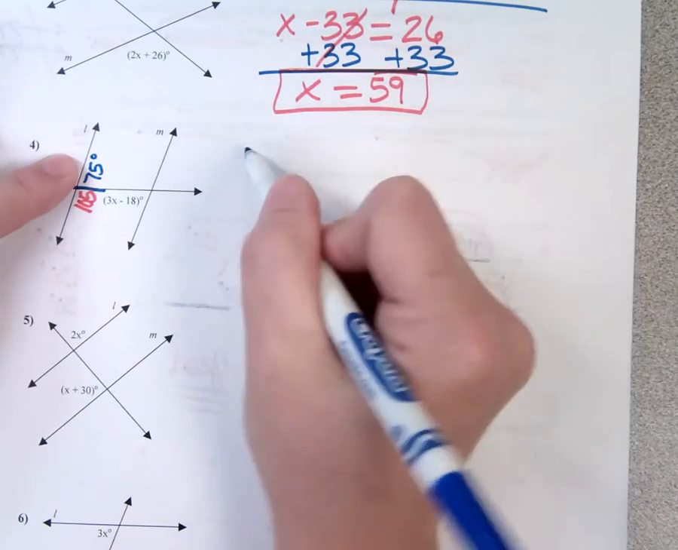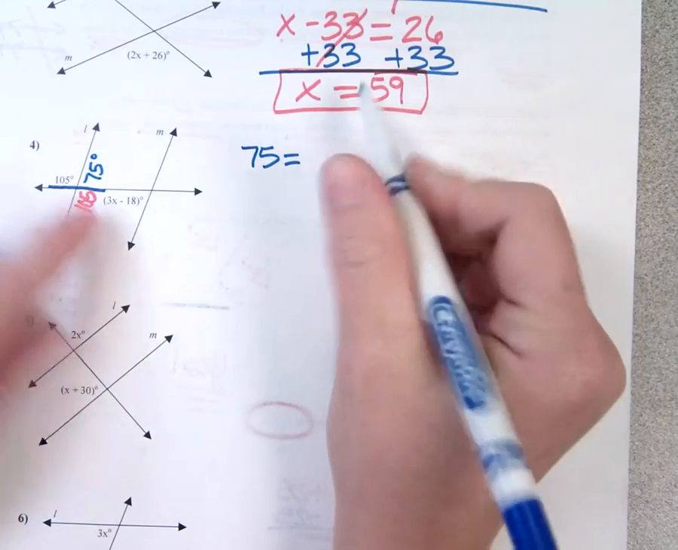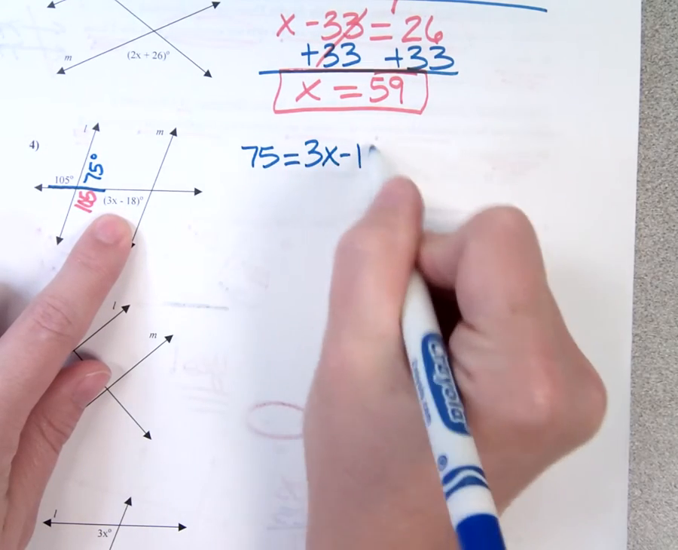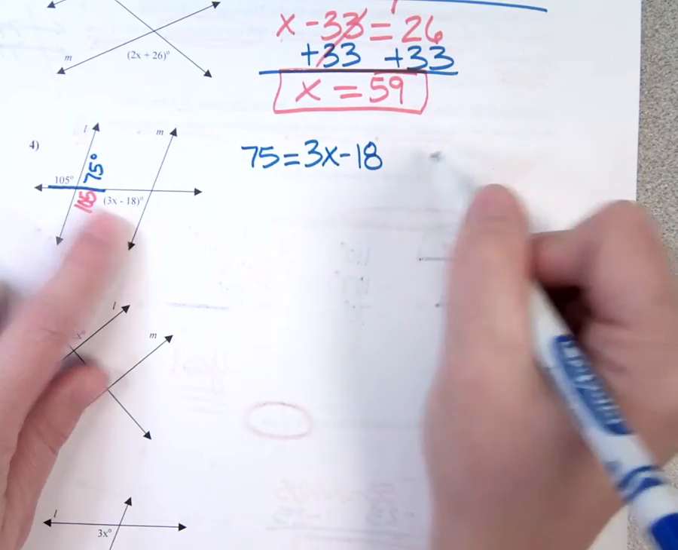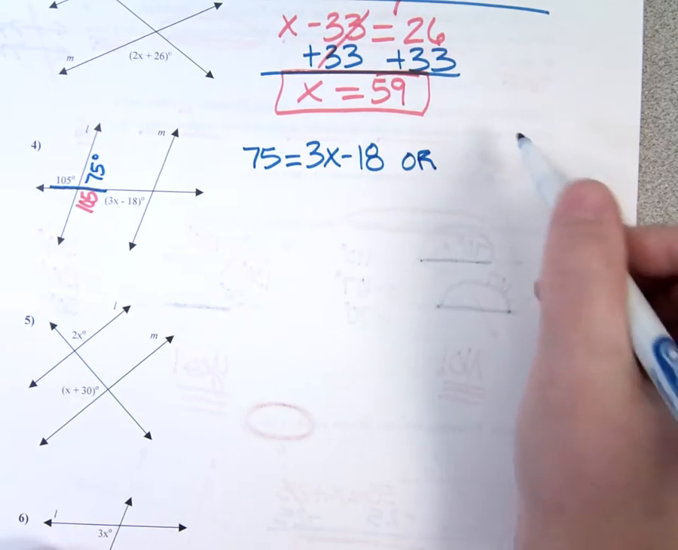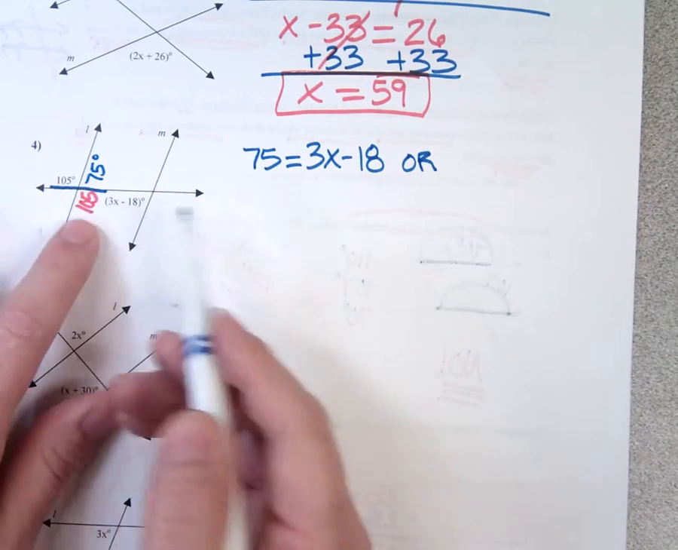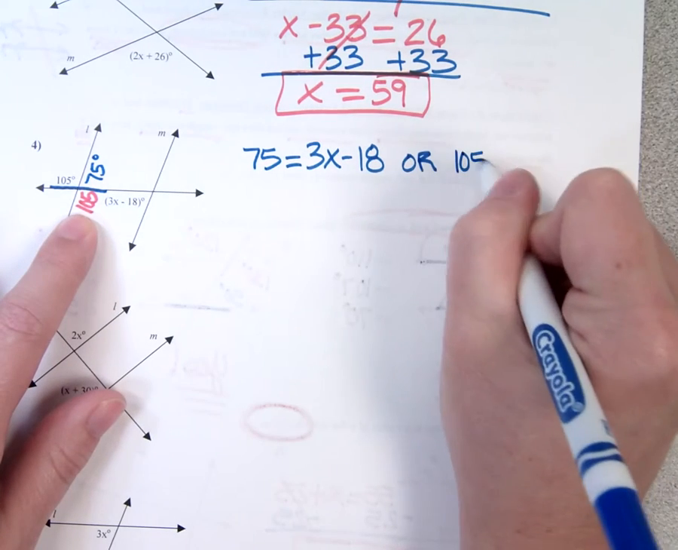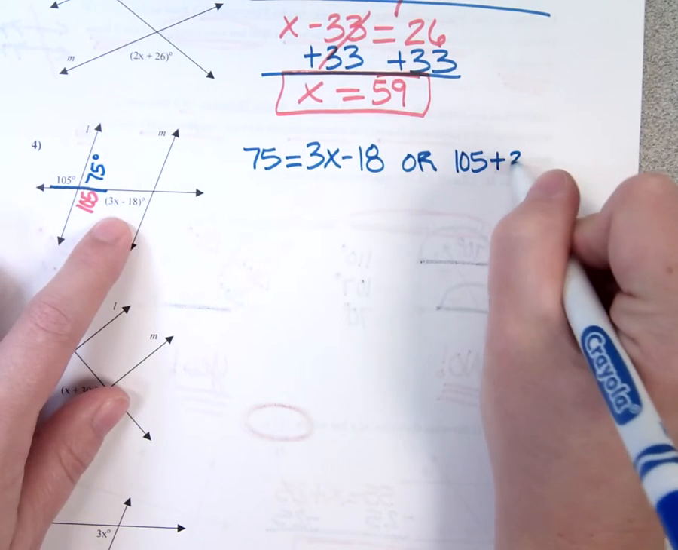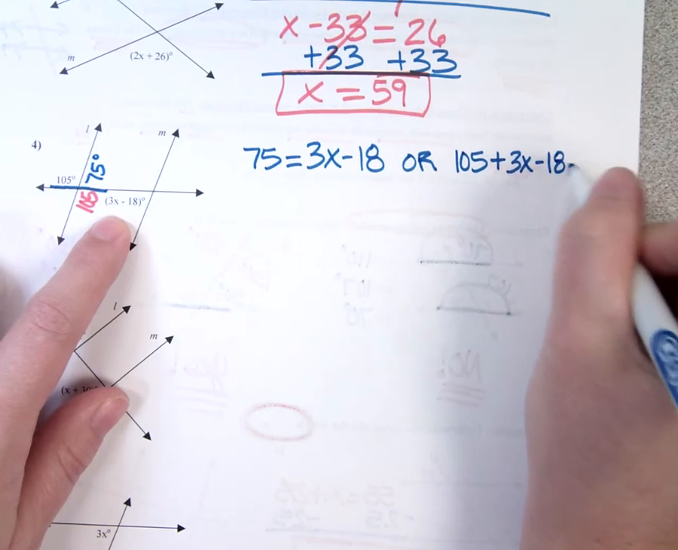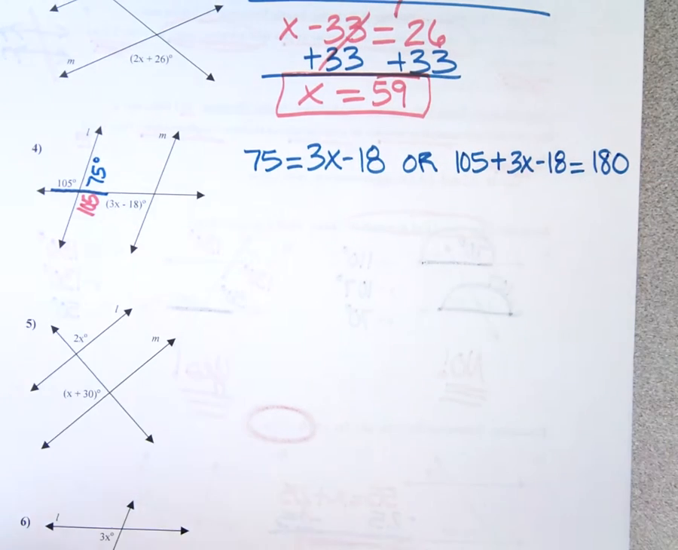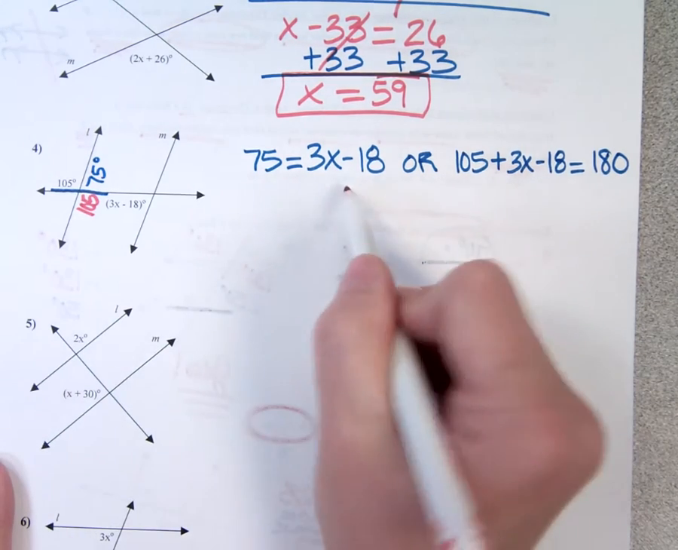So I would set 75 equal to 3x minus 18, and then I would just solve that equation. My other option, and I'm just going to write it down, is that these 2 are same side interior, so they'd be supplementary. So my other equation would be 105 plus 3x minus 18 equals 180. It doesn't matter which equation you solve, you'd get the same answer either way. Okay, so I'm going to solve this one because it looks simpler.